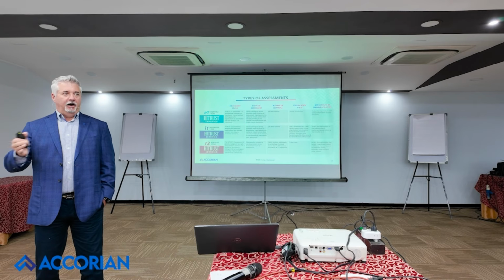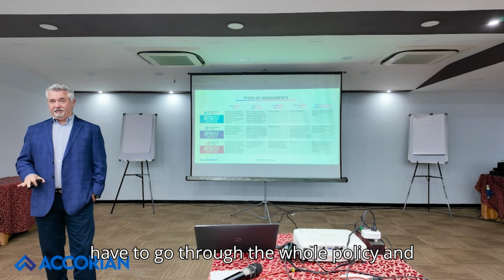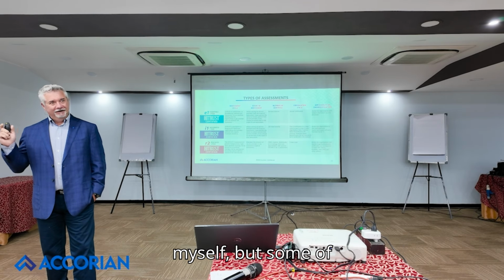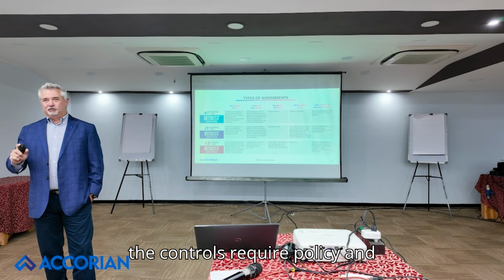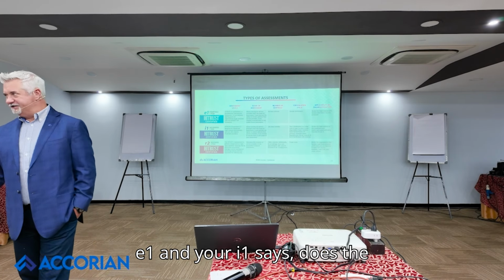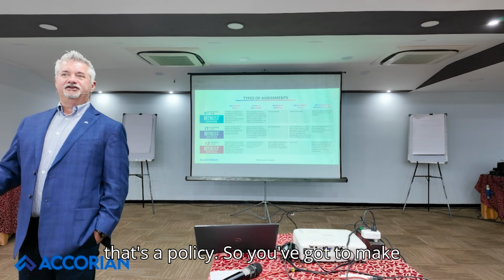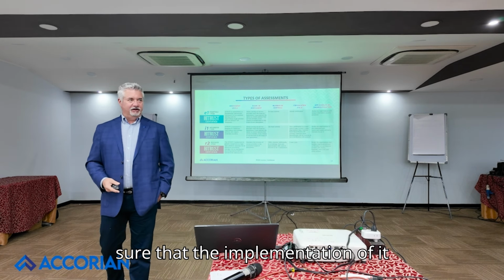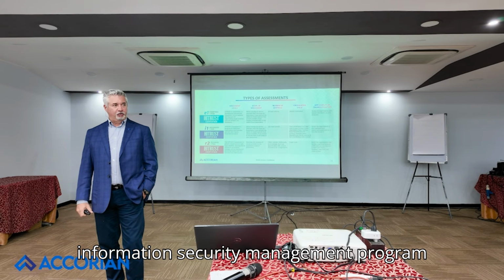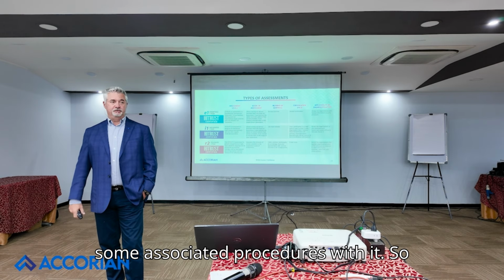It's not as much of a heavy lift as the R2 is, but it's a little bit more intense. With the E1 and the I1, we're only looking at your implementation. You don't have to go through the whole policy and procedure development process. And again, I'll stand here and correct myself, but some of the controls require policy and procedure. The very first control in your E1 and your I1 says, does the organization have an ISMP in place? Well, that's a policy. So the implementation of it is you have to have it, and I'm validating that you actually have an information security management program documented, but that's a policy that you have to document, and probably some associated procedures with it.